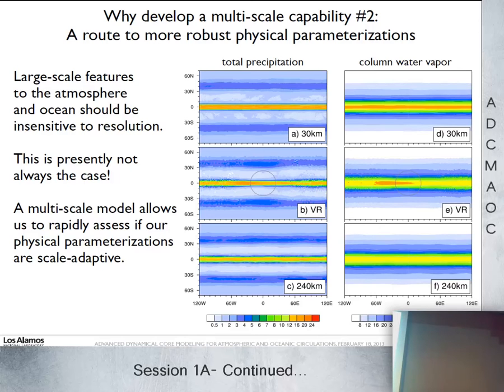And so this test case that we put together, this aquaplanet where we put this region of mesh refinement, is actually being very well received by the folks that built physical parameterizations, because now they have a very easy to run test case to measure how well their physical parameterizations are doing when presented with multiple scales in a single simulation.